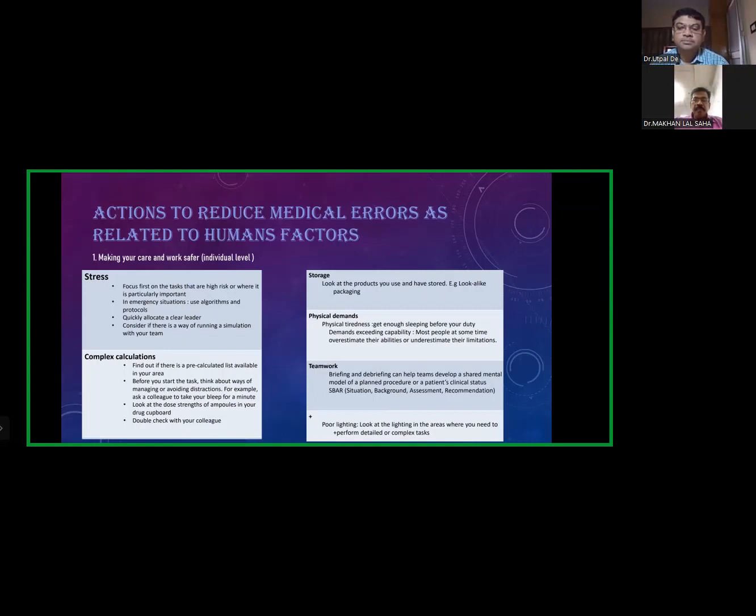Teamwork: briefing and debriefing can help teams to develop a shared mental model of a planned procedure or a patient's clinical status. The SBAR: situation, background, assessment, and recommendation. Also, poor lighting: look at the lighting in the areas where you need to perform complex tasks. And at the organizational management and human factors level, developing a positive safety culture.